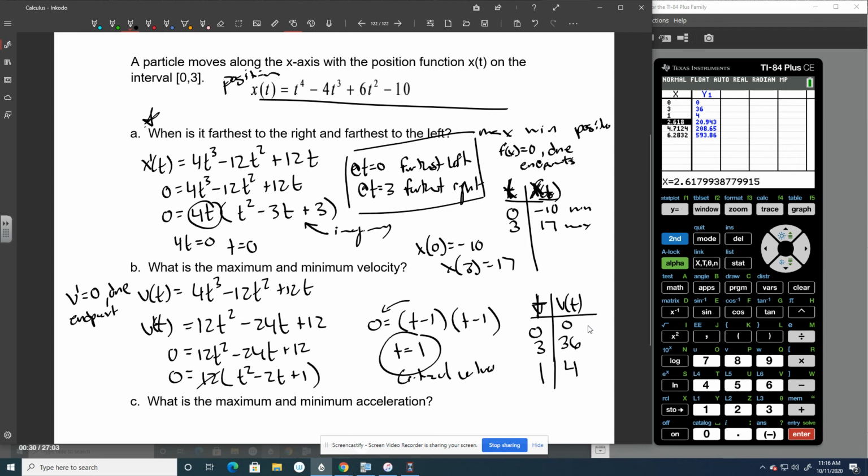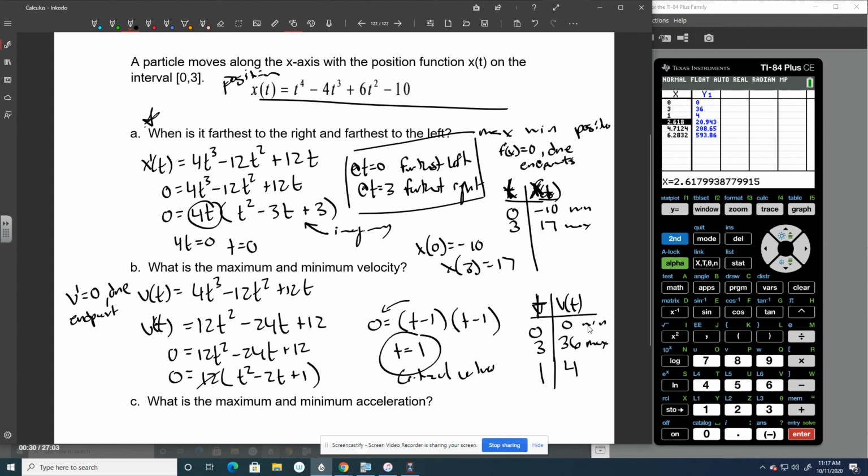So my minimum velocity is happening right there. My maximum velocity is happening there at the endpoint, which is kind of what we might expect with a polynomial function because of that exponential growth. A lot of times that endpoint is going to be our maximum.